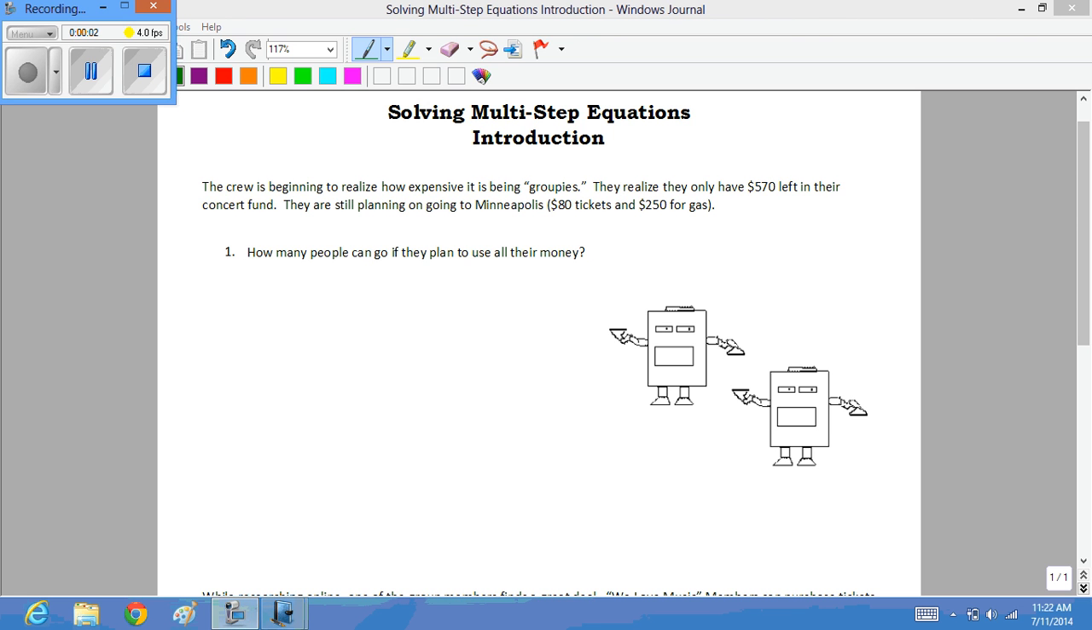Okay, this introduction says that the crew is beginning to realize how expensive it is being groupies. They see that they only have $570 left in their concert fund. They are still planning on going to Minneapolis, where the tickets were $80 and then it was $250 for gas. So the question is, how many people can go if they plan to use all of their money?